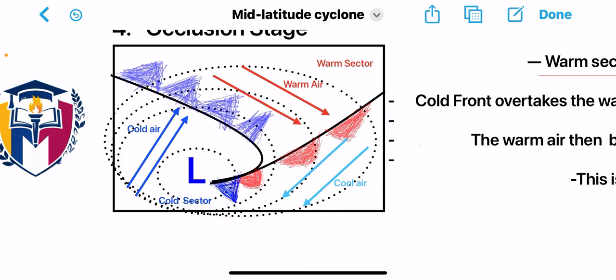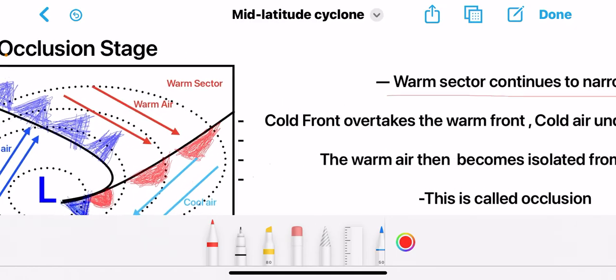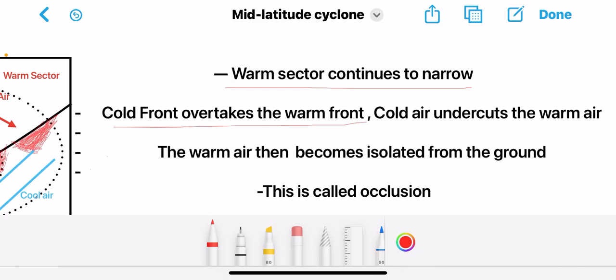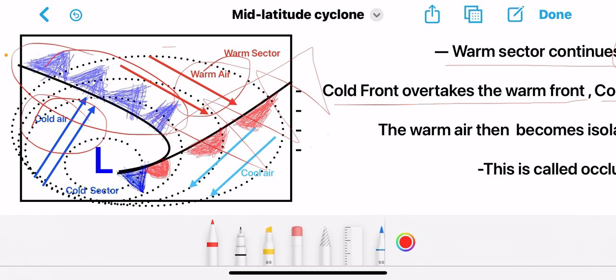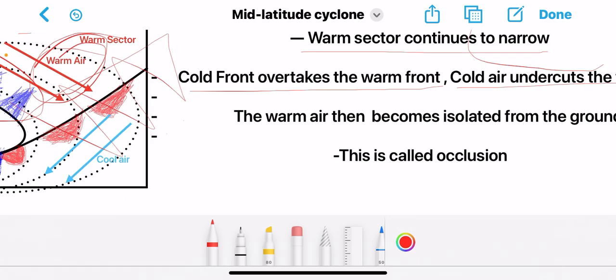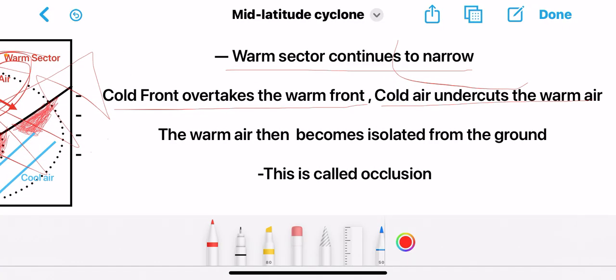Okay? Hence, the cold front overtakes the warm front. Therefore, cold air undercuts warm air. Remember, behind the cold front we have cold air, and ahead of the cold front we have what? We have warm air. And hence, when this cold front moves from this position to this position, it does what? The cold air behind the cold front will begin to what? To undercut the warm air ahead of the cold front. Then the warm air becomes isolated from the ground. This is called what? Occlusion.